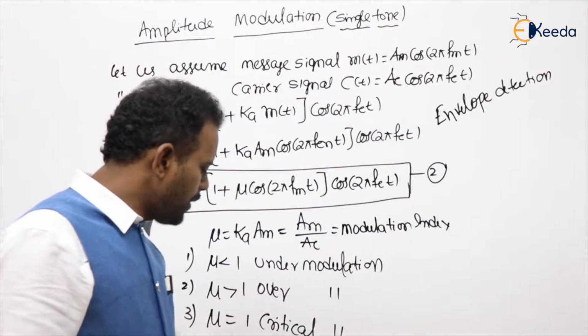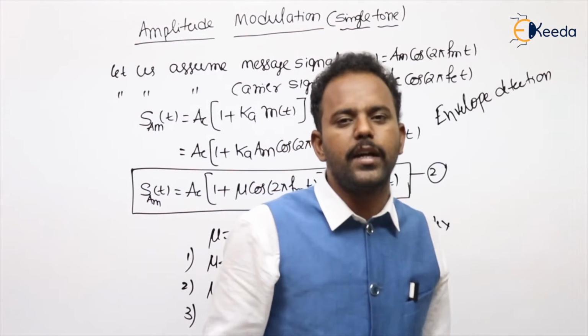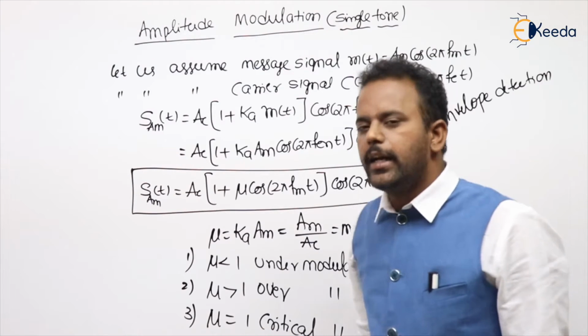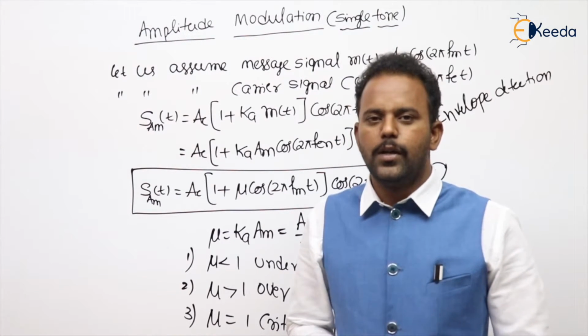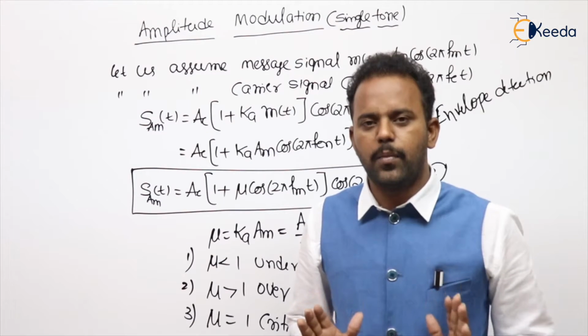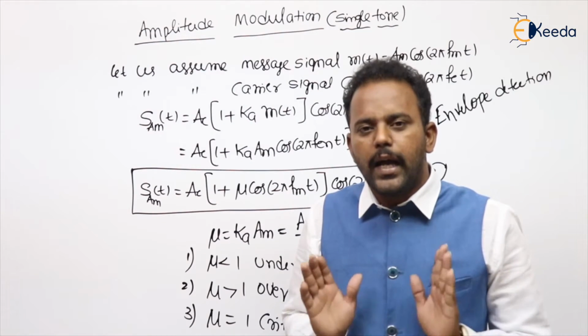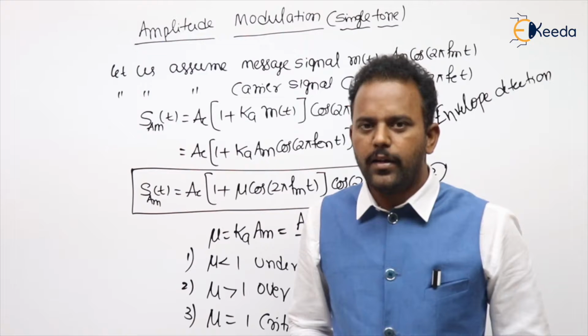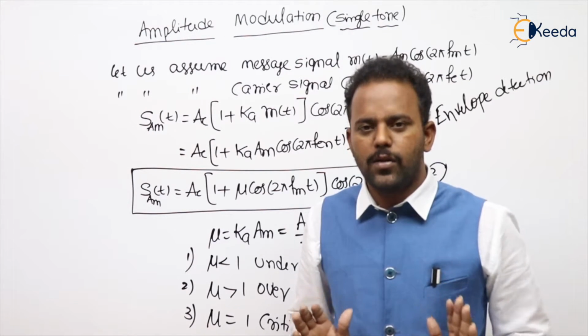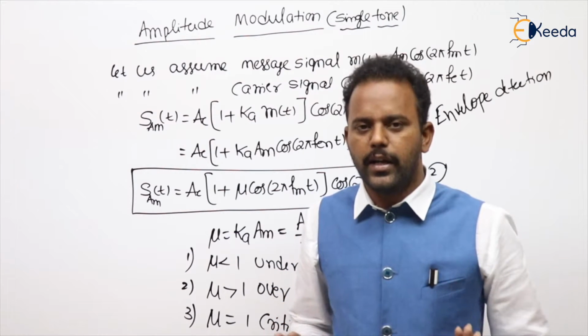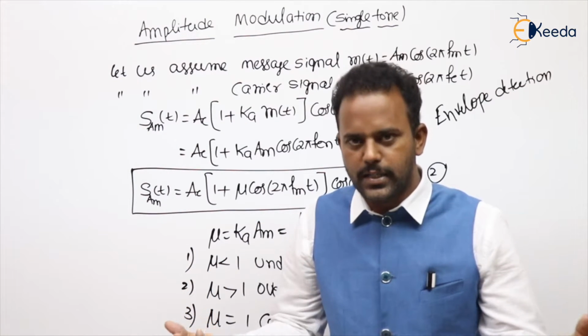Wait. Critical modulation, the word itself is critical. Practically, maintaining 100% modulation is not possible. So the preferred modulation is under modulation. Why is envelope detection possible? Are you getting my point? Why envelope detection? Because it is simple and low cost. Then the radio cost will decrease, and then we can increase our broadcasting.